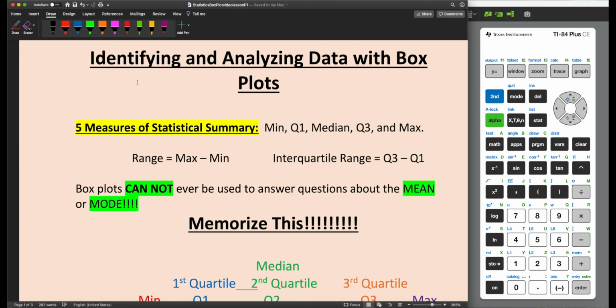Welcome back, guys, to another lesson. In this video, I want to talk about identifying and analyzing data with box plots.